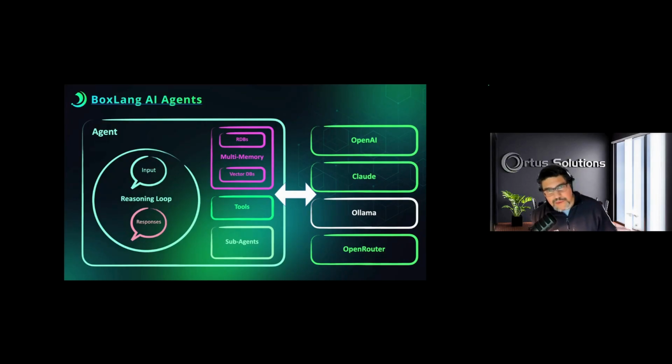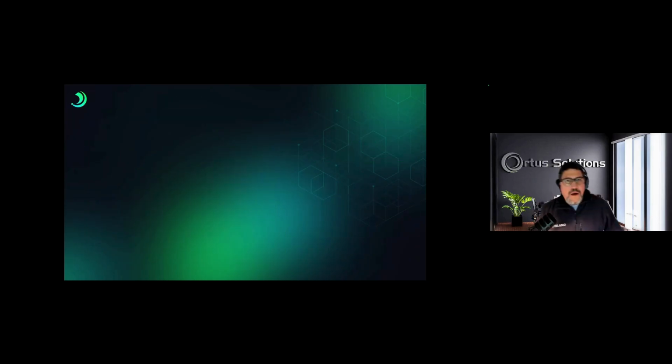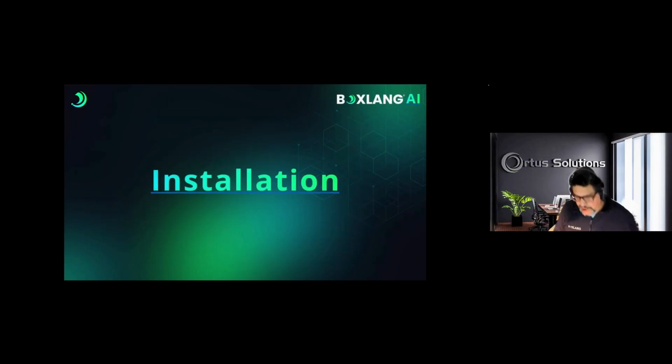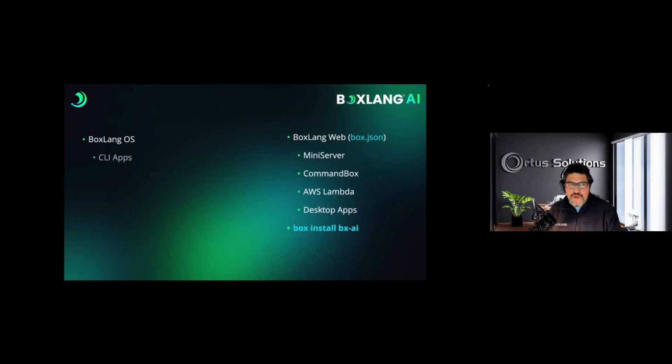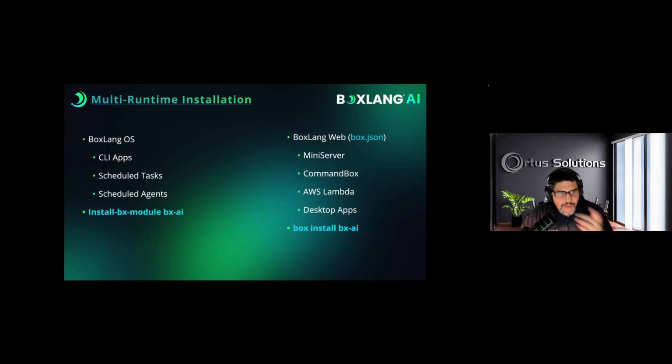And of course, memories can be traditional or vector. All right, how do we start? Installation is very, very easy. You choose what you're going to be creating. I'm going to be working on the BoxLang operating system today, so just a traditional operating system because it makes it easier.